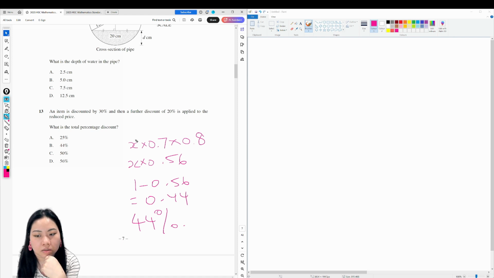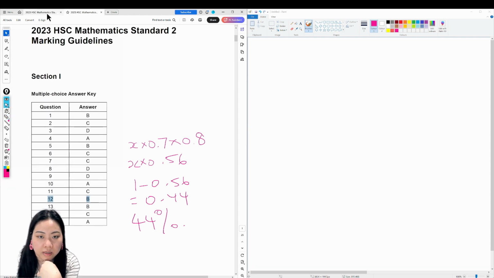Yeah, because the first discount will bring it to 70% of its price. And then whatever that price is, it is then reduced to 80% of that price. So it's now worth 56% of its original price, which means it had a 44% discount. Pretty sure that's how it goes. 13b, let's see. 13b, yes.